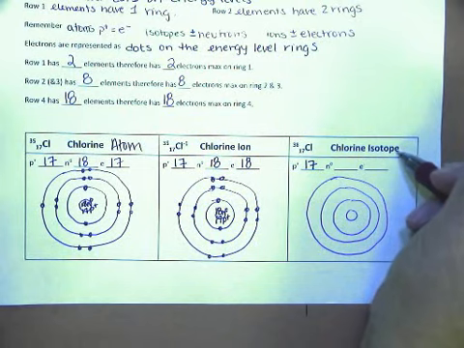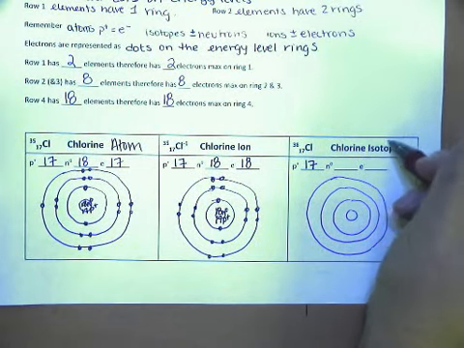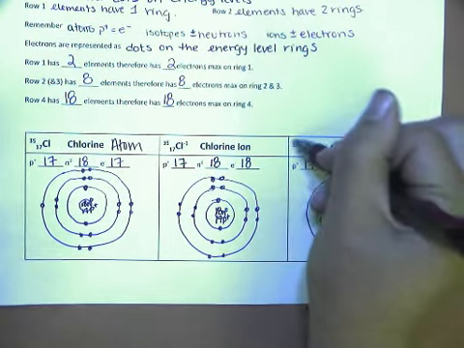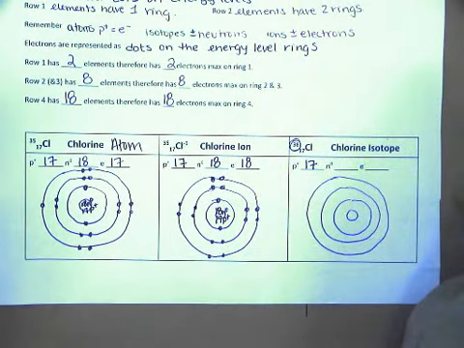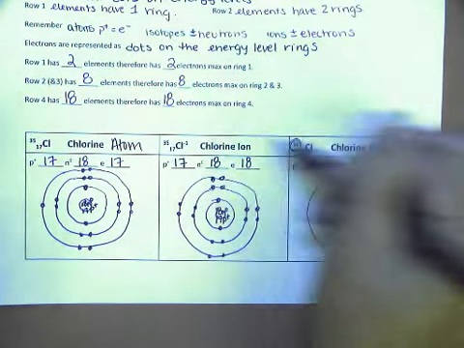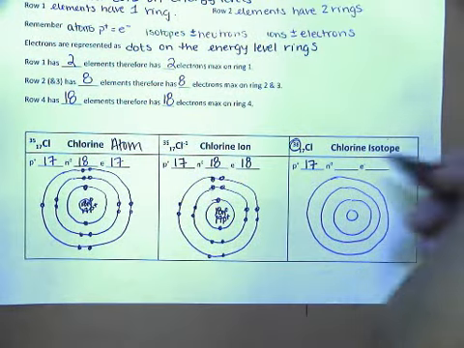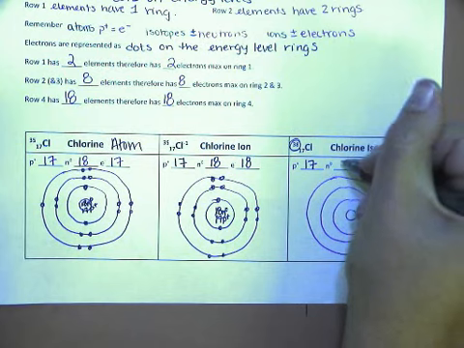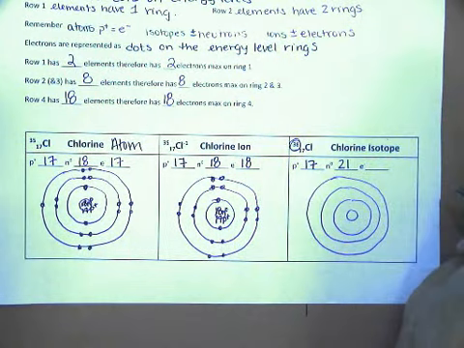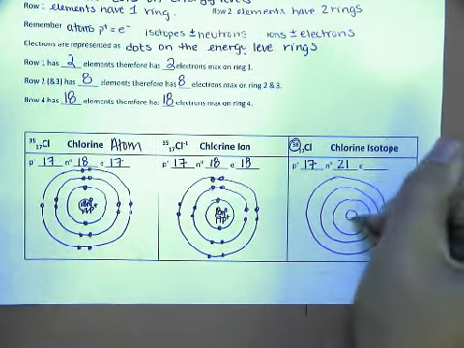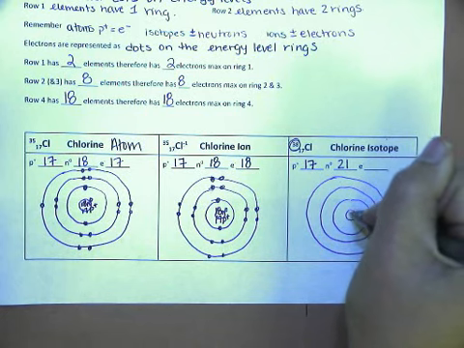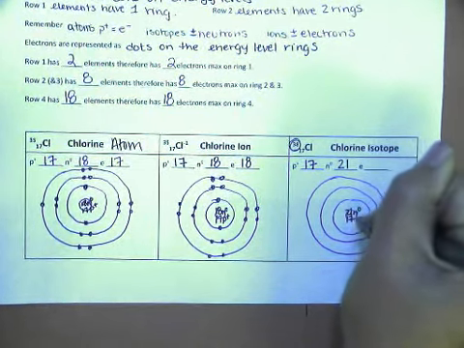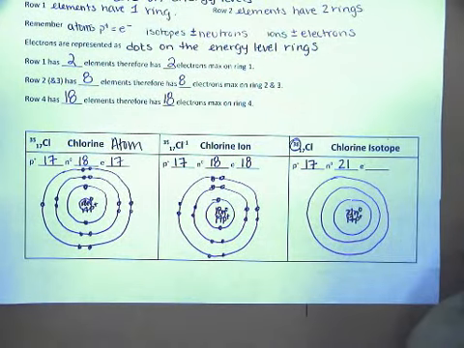Now for my isotope. I remember that isotopes change the number of neutrons. That means my neutrons will be different. I can see this because of the change in my mass number. I go from 35 to 38. That means that I've gained 3 more neutrons. So I now have 21 neutrons. That changes what my nucleus looks like. I have 21 neutrons and still 17 protons inside my nucleus.